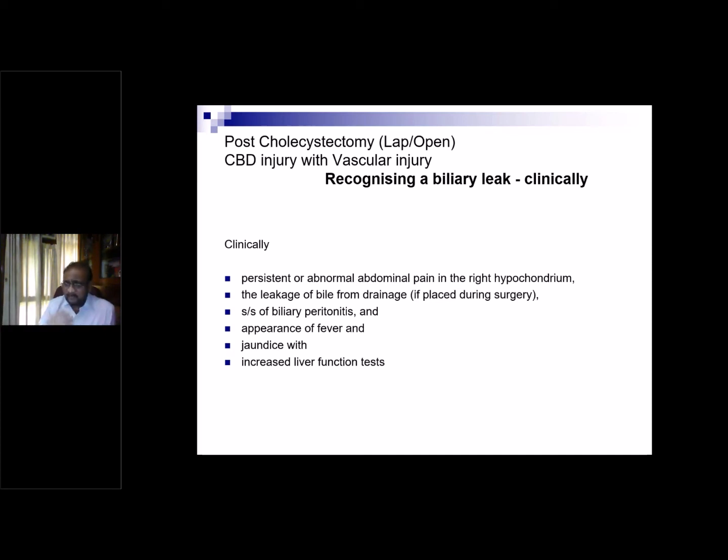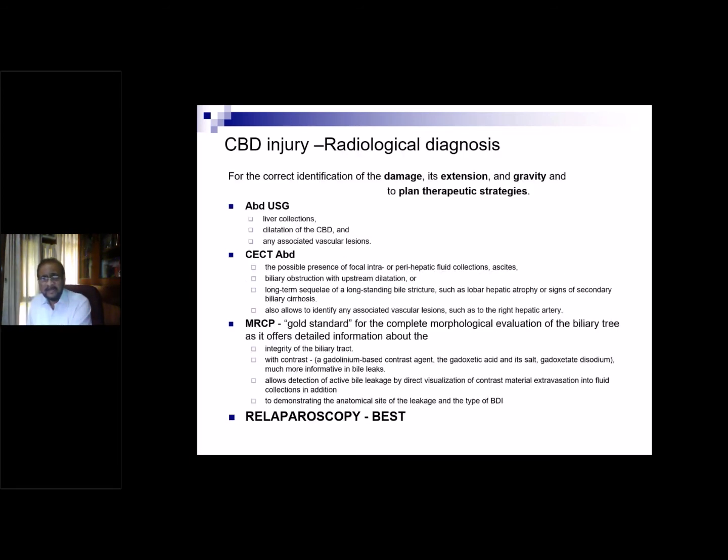You're very happy about that abdomen. But here what's happening? The patient winces. So that is a sign of biliary peritonitis. Appearance of fever. The patient is febrile, although he doesn't have a fever of 102, 103 Fahrenheit. He has a mild fever, right? Jaundice in this patient or increased liver function tests. All of them would be pointing towards a biliary leak clinically, right?